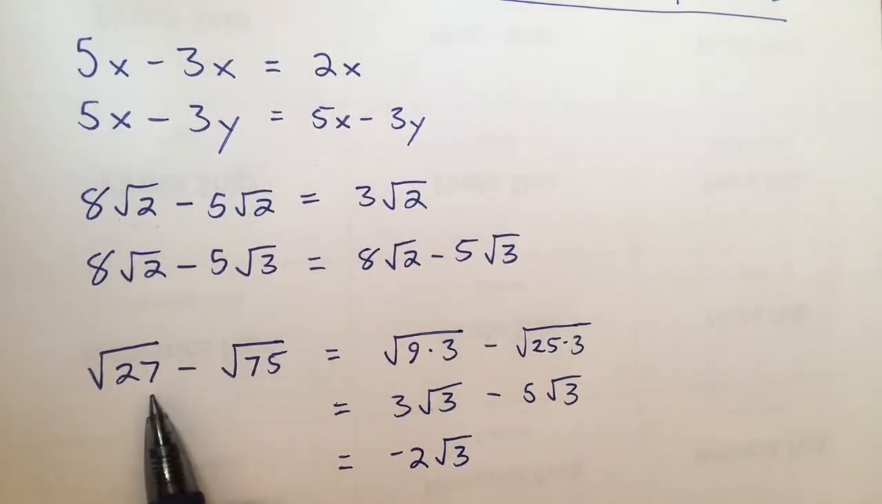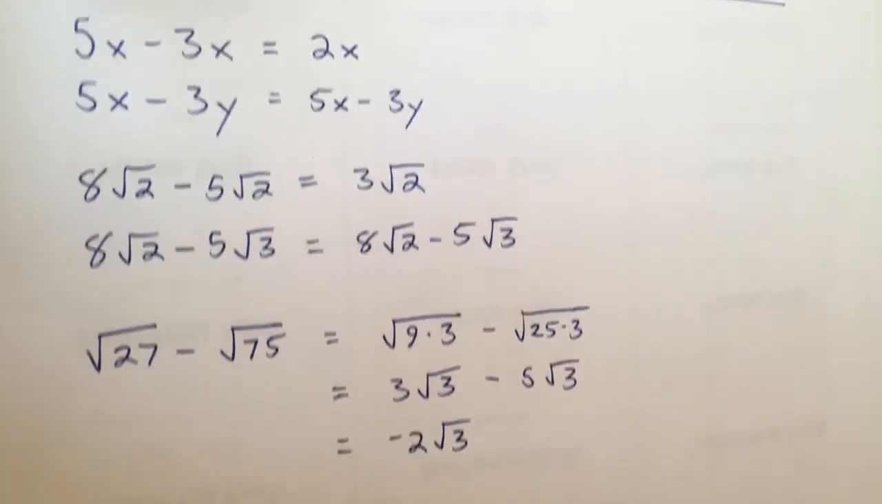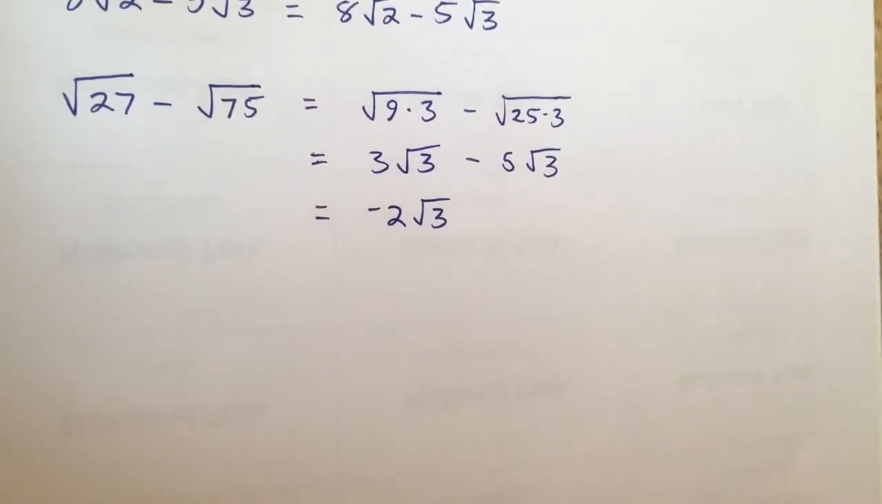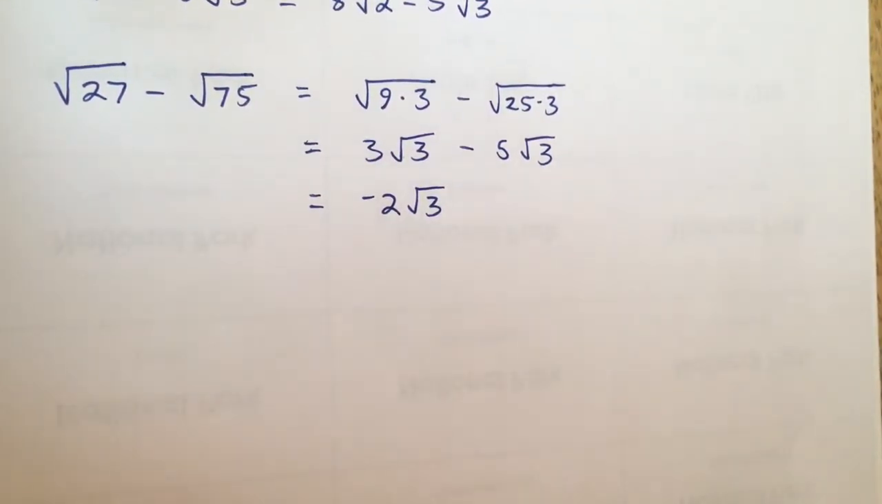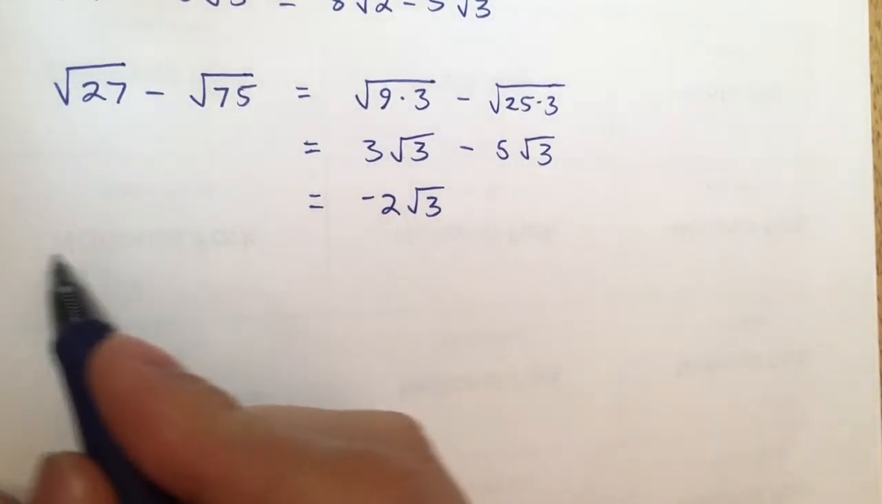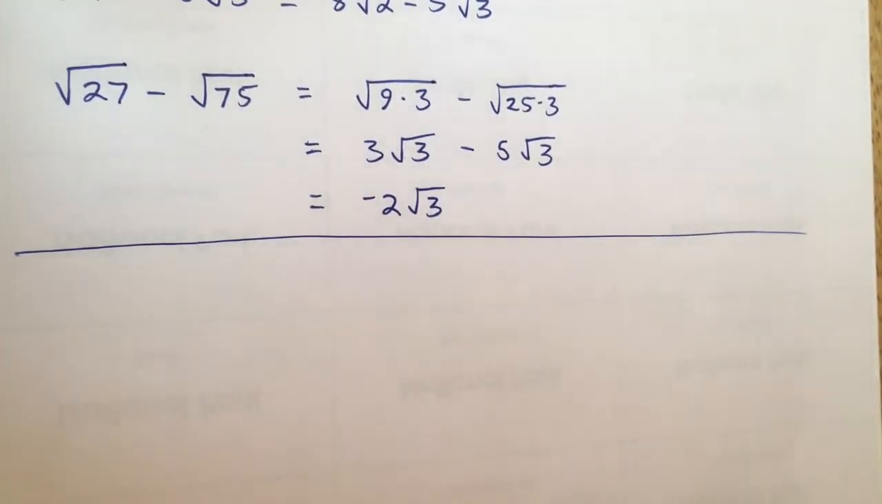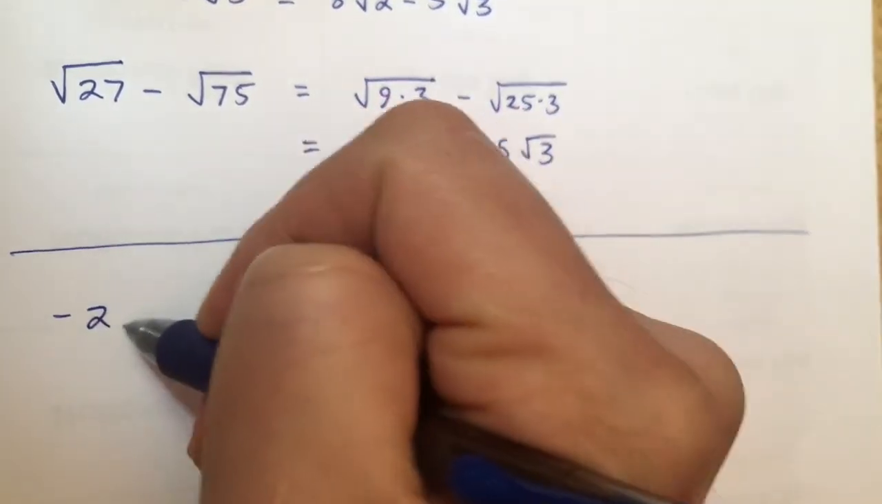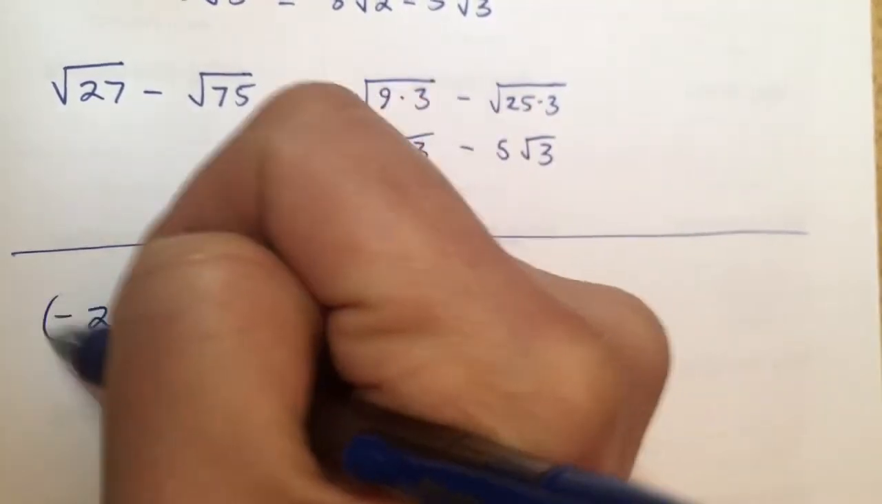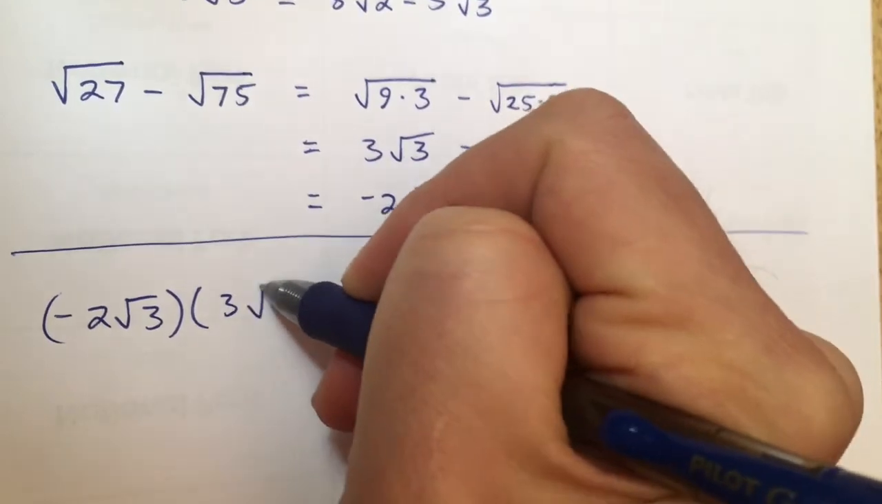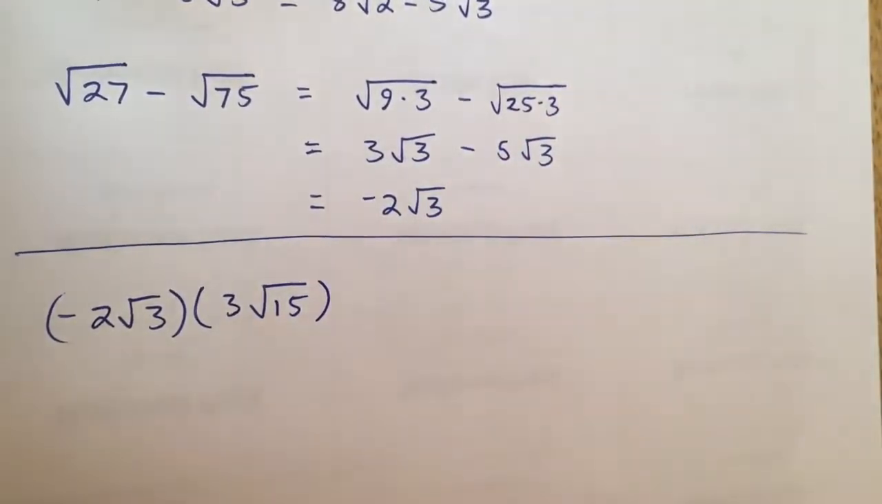So always think about simplifying when you approach these problems because it may turn out that you can, in fact, combine them after simplification. So that's adding and subtracting. That's the basics of that. Let's talk about multiplying. Let's look at this example. 2 root 3 times 3 root 15.